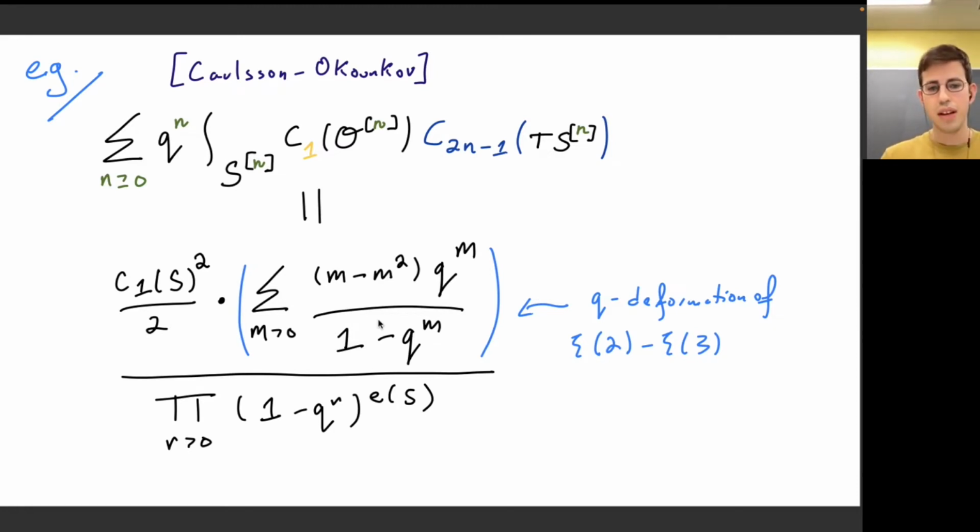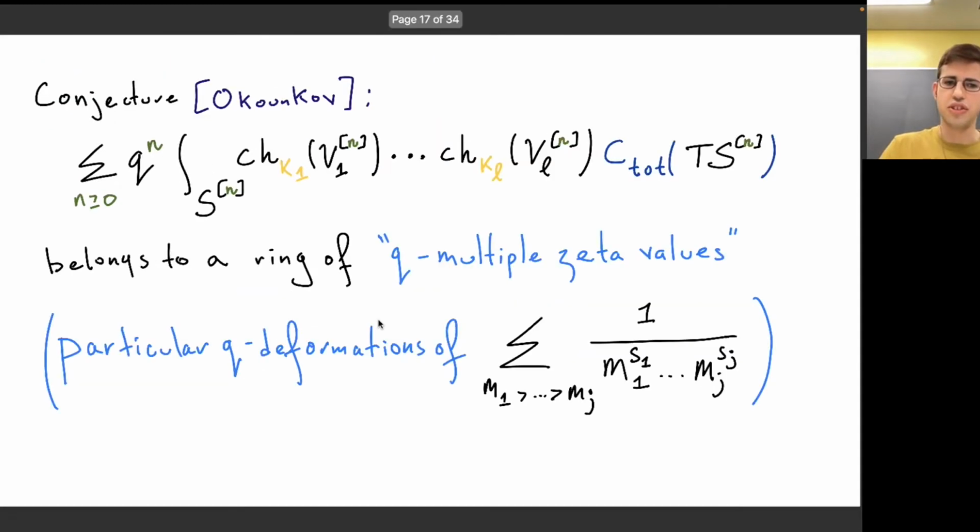So again, it's some kind of infinite series that's not a rational function. And in fact, it's a q-deformation of a zeta value, of the zeta function evaluated at 2 minus the zeta function evaluated at 3. So it's not polynomial, it's something very transcendental looking. And this is expected, I think, but not proven to be the case in general.